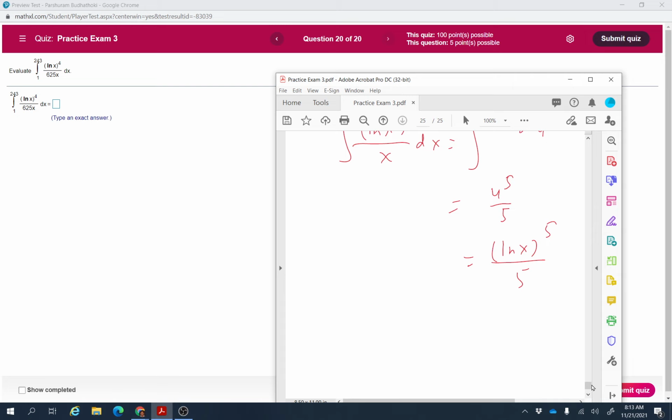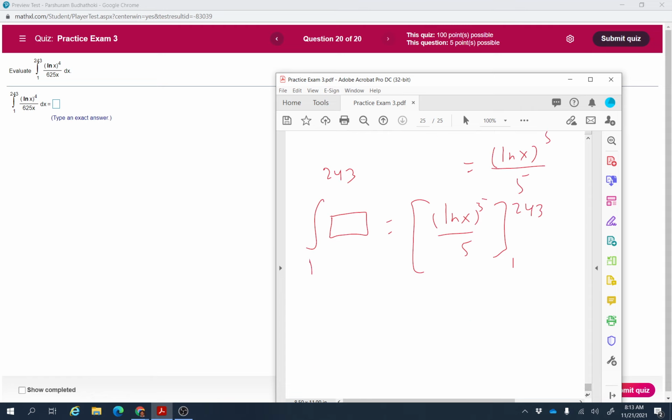Okay, so now if you want to find the integration from 1 to 243 of this function we have been given, then this is the integration. Just put x equal to 1 and 243. That will be (ln 243) to the power 5 over 5 minus ln of 1, which is 0, so you don't have to write down that.